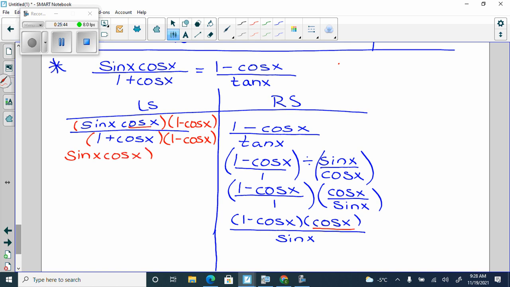So try this one and see how you do. Go like this, 1 minus cos squared x, and see if it helps you, because your middle terms are going to cancel. And we'll go through the rest of it on Monday.